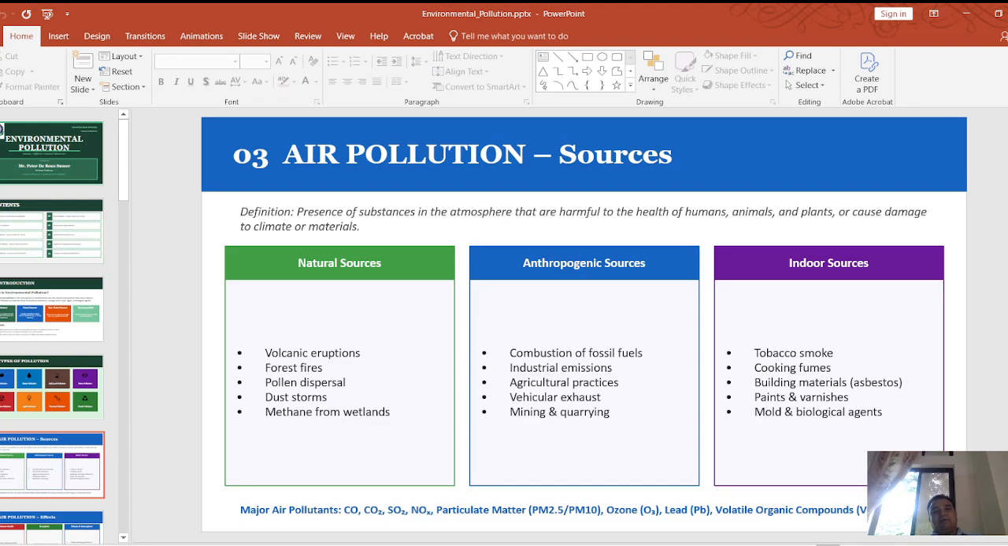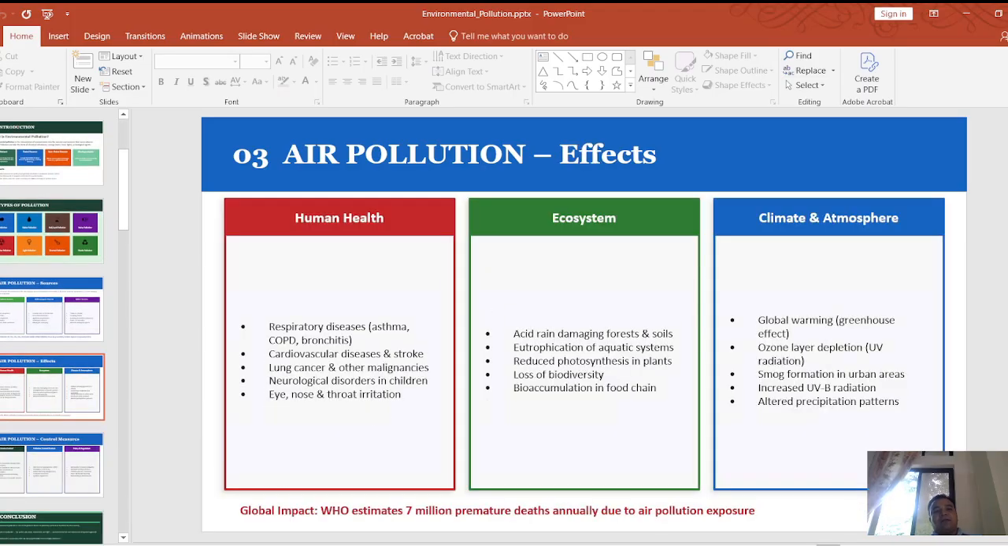Let us now discuss the effects of air pollution on human health, ecosystems, climate, and the global environment. Air pollution has serious consequences for human health. It can cause respiratory diseases such as asthma, chronic bronchitis, and COPD. Long-term exposure increases the risk of cardiovascular diseases, heart attacks, strokes, and lung cancer. Children are particularly vulnerable, as polluted air can affect brain development and cognitive function. Common symptoms also include irritation of the eyes, nose, and throat.